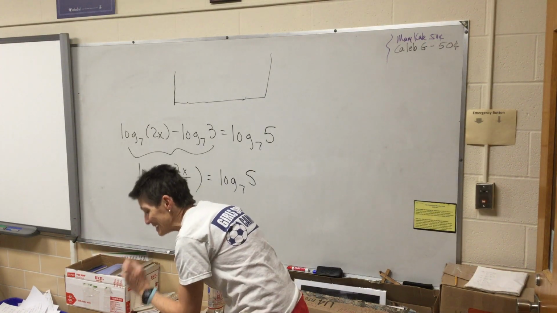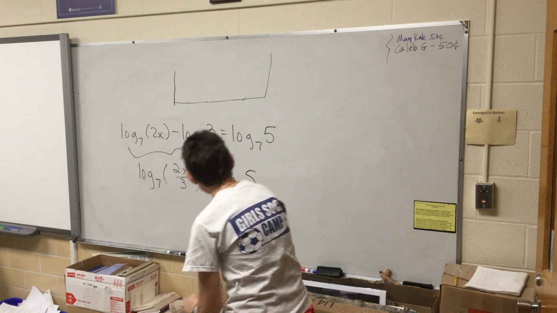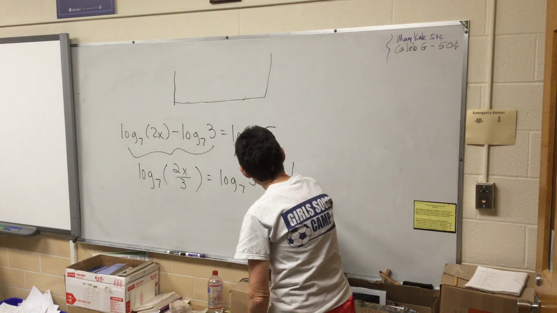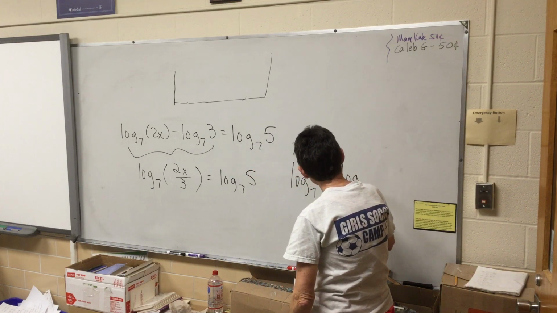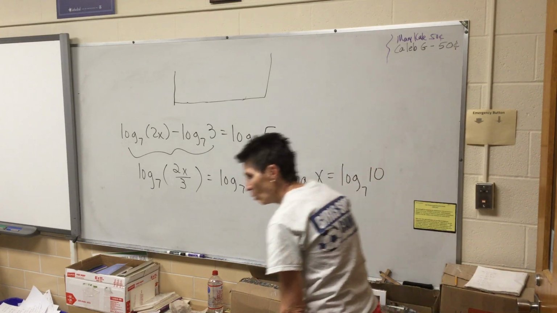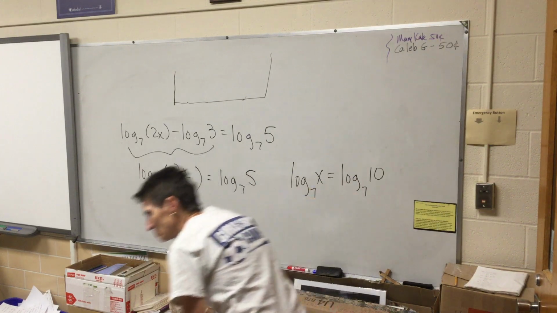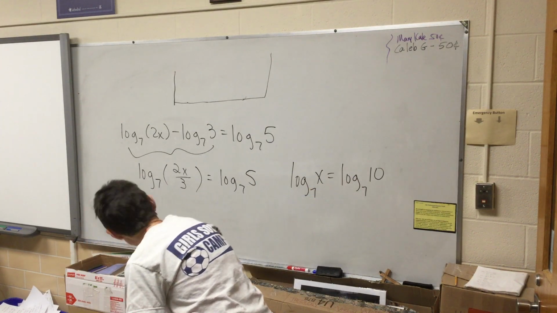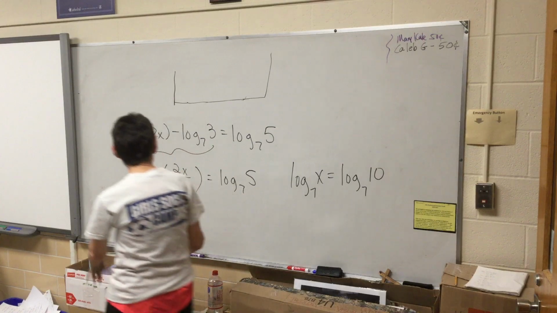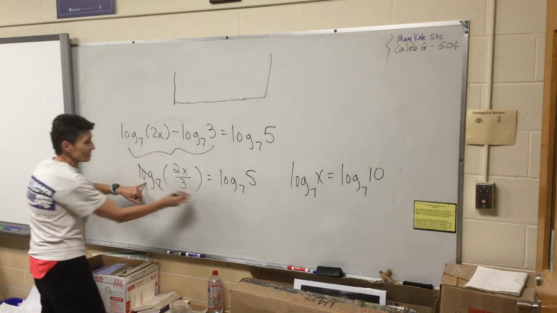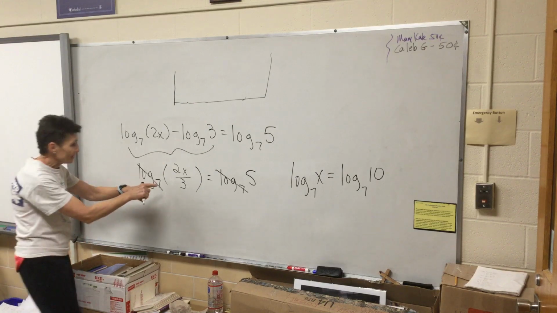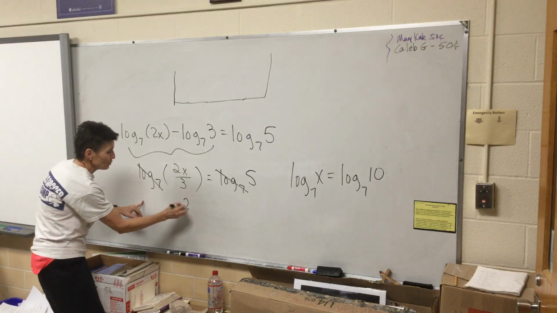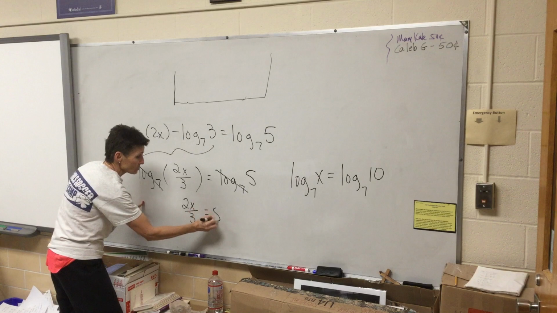But it is easy. Here's the deal, folks. I want you to think about this. If I told you that the log base 7 of x equals the log base 7 of 10, what do you think x is? Exactly. If you have a logarithm with the same base on both sides, then they're gone. And 2x over 3 equals 5.